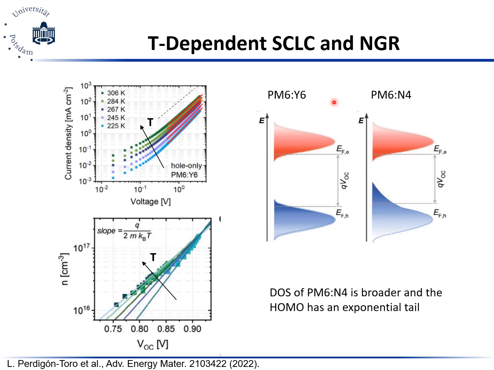For PM6Y6, we found that both the LUMO and the HOMO exhibit a Gaussian disorder, while for N4, all the states are broadened, and in addition, for the HOMO, we have an exponential tail. So clearly, different structural order or disorder translates into different energetic order or disorder.